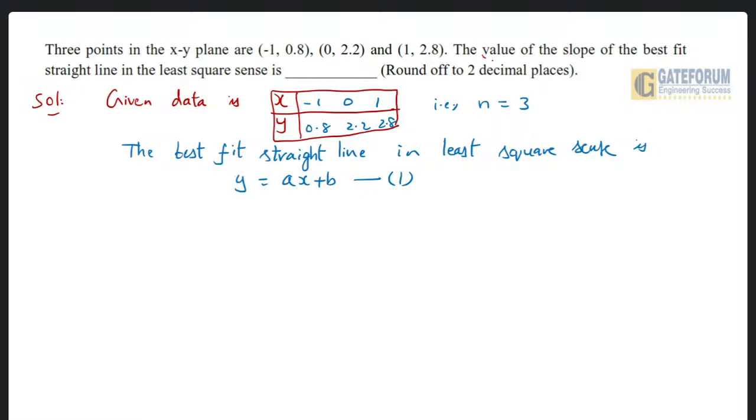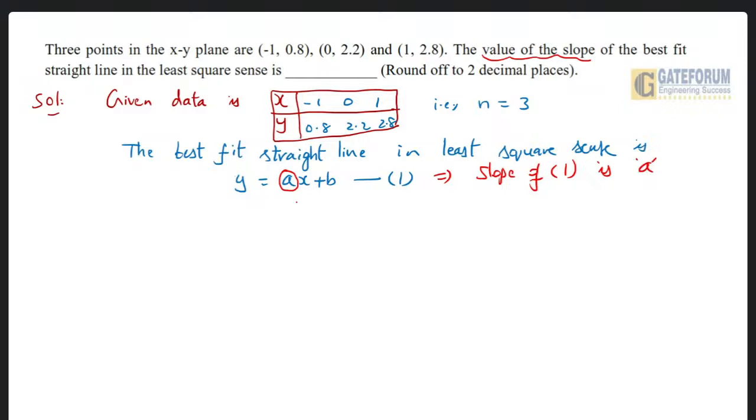Value of the slope. Slope is nothing but this is a straight line equation in two variables x and y. Slope of the straight line looks like y is equal to mx plus c. This is your slope. Okay. So slope means we are going to find here x coefficient, that is a value only. So implies slope of equation 1 is a. Okay. How do you find this a?